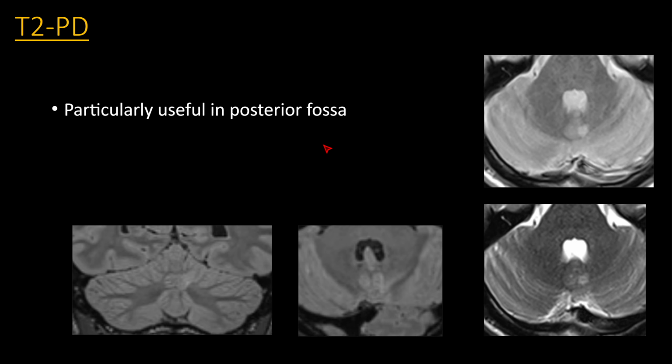T2 or proton density images are actually a nice adjunct to FLAIR, particularly in the posterior fossa, and it's almost mandatory to look at them in the posterior fossa. Here is an example of a proton density and T2 weighted image showing pretty convincingly this left vermian cerebellar lesion. On the FLAIR image of the exact same position, it's much harder to see.